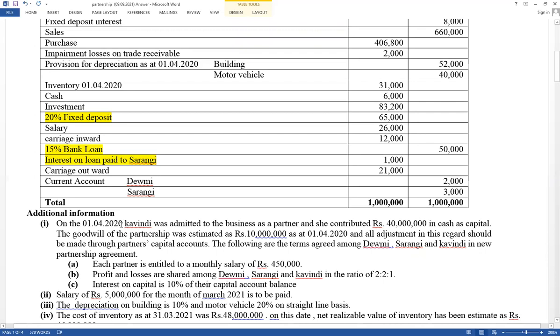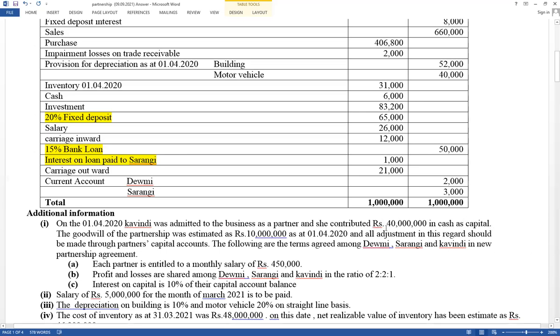On the 1st April 2020, Kavindi was admitted to the business as a partner and she contributed 40 million in cash as capital. This is cash brought by the new partner. If it has given admission of a new partner, two adjustments should be done. First one, cash brought by the new partner should be recorded. Second one, goodwill of the partnership should be adjusted.